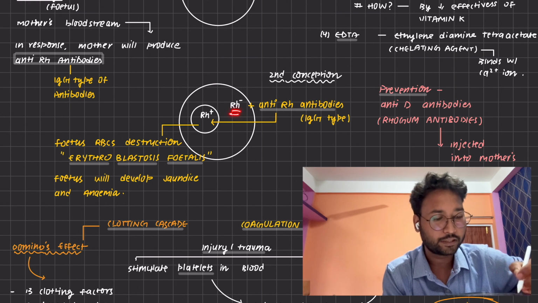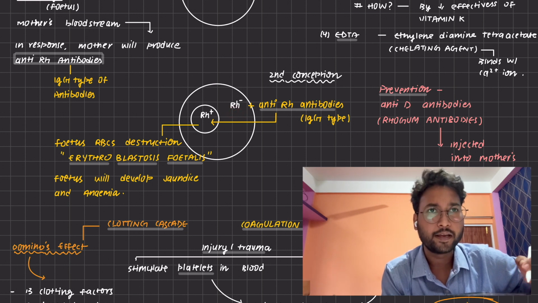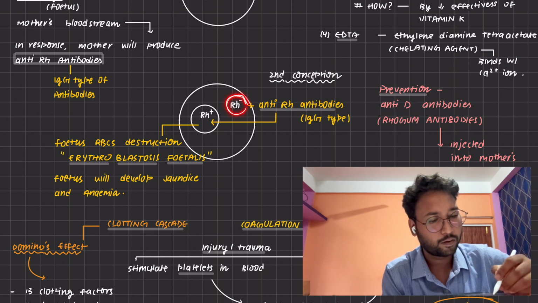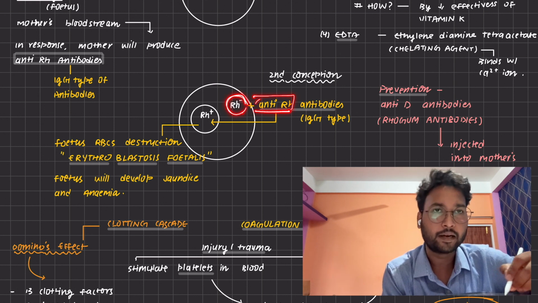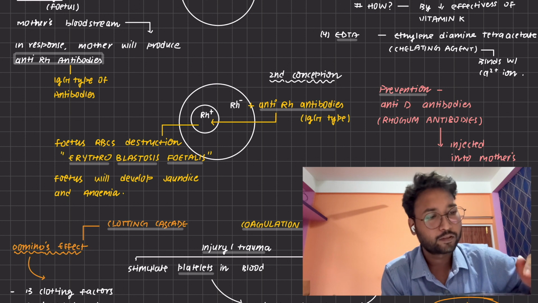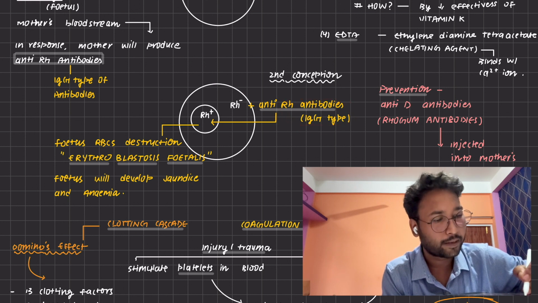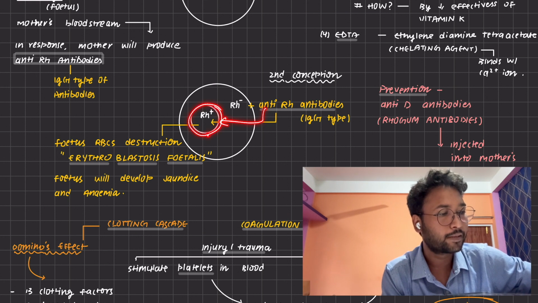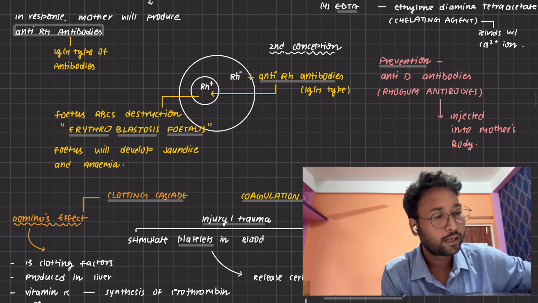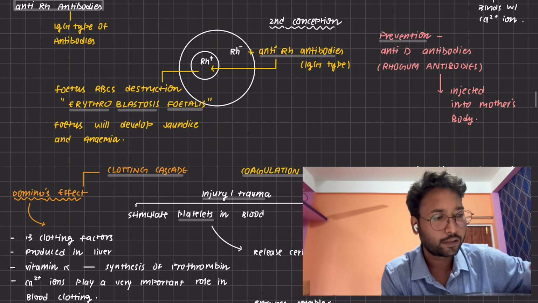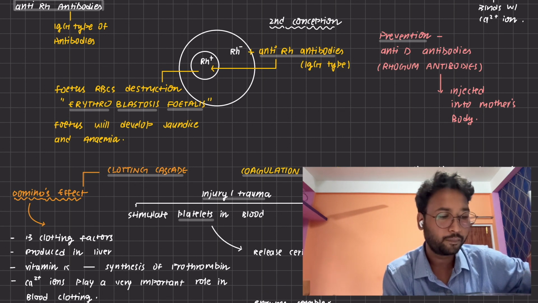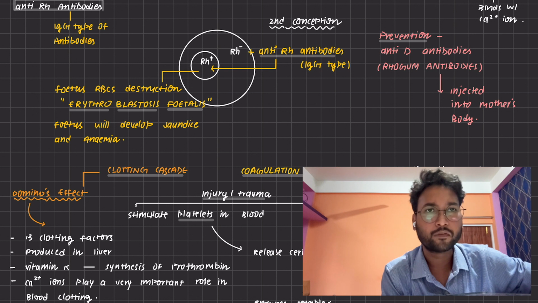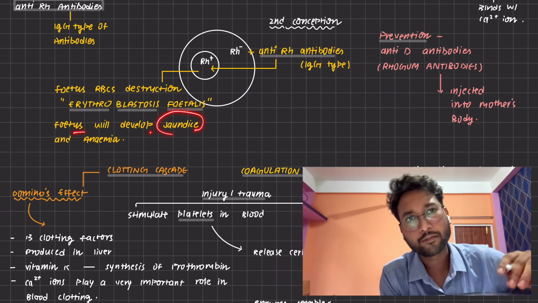So this condition is called erythroblastosis fetalis because the fetus will develop jaundice and anemia. Erythro means RBCs, blastosis means destruction, and fetalis means fetus. So due to this incompatibility of Rh antigen, the fetus will develop jaundice and anemia, and this hemolytic disorder is called erythroblastosis fetalis. So how can we prevent this?